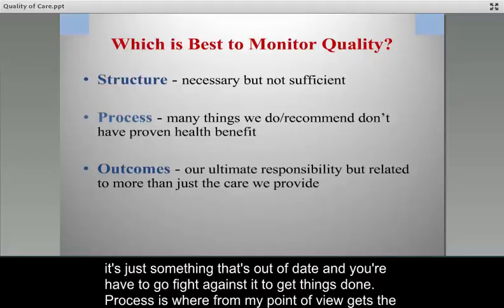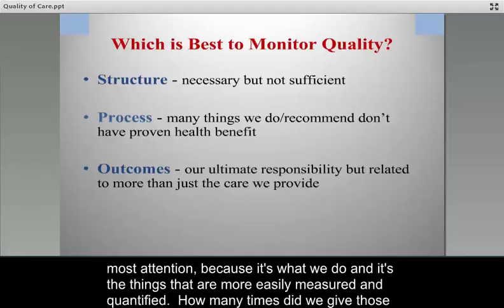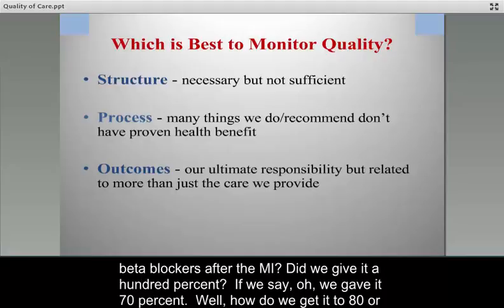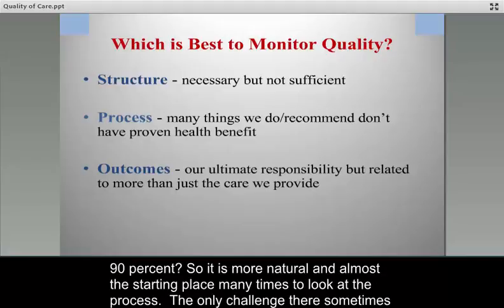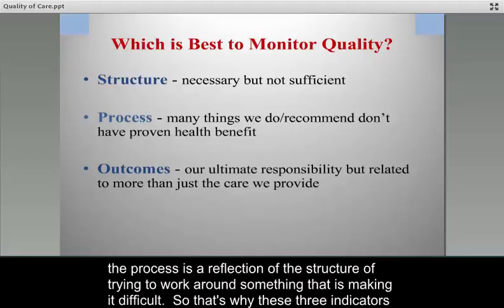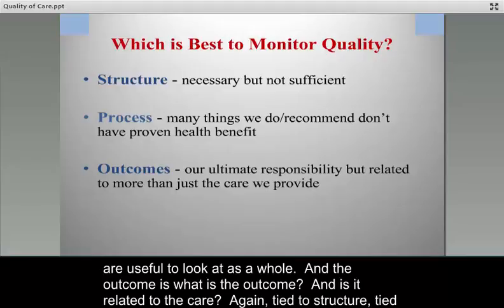Process is where, from my point of view, it gets the most attention, because it's what we do and it's the things that are more easily measured and quantified. How many times did we give those beta blockers after the MI? Did we give it 100%? If we say we gave it 70%, how do we get it to 80 or 90%? So it is more natural, and almost the starting place many times, to look at the process. The only challenge there is that sometimes the process is a reflection of the structure, of trying to work around something that is making it difficult. So that's why these three indicators are useful to look at as a whole.